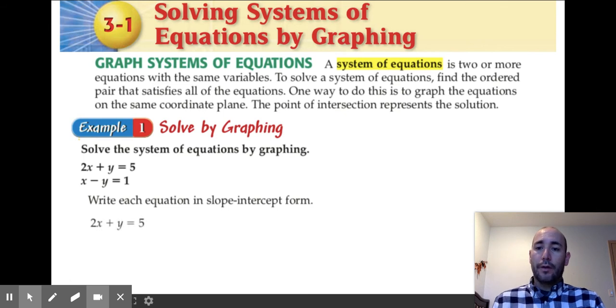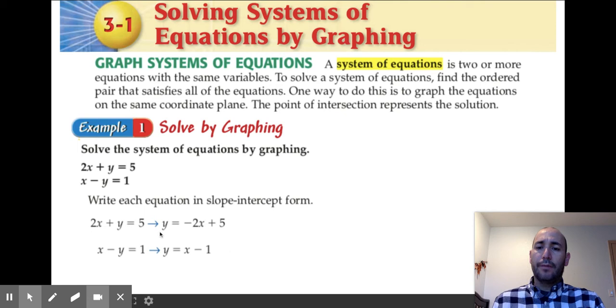So let's take the first equation, 2x plus y equals 5. If I were to solve it for y, I would just subtract 2x from both sides, and it would give me y equals negative 2x plus 5. So now I can see that my slope is negative 2 and my y-intercept is 5. Let's take the second equation. Again, all I have to do is solve for y. So I would subtract x from both sides and then multiply or divide both sides by negative 1. And it gives me this equation, y equals x minus 1.